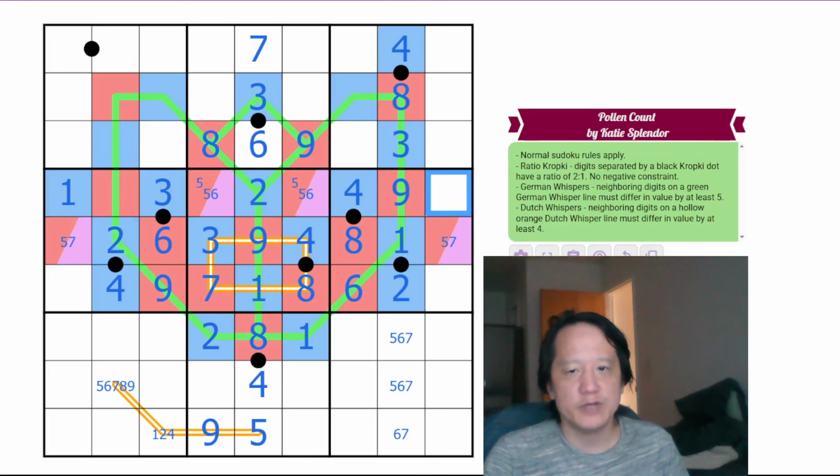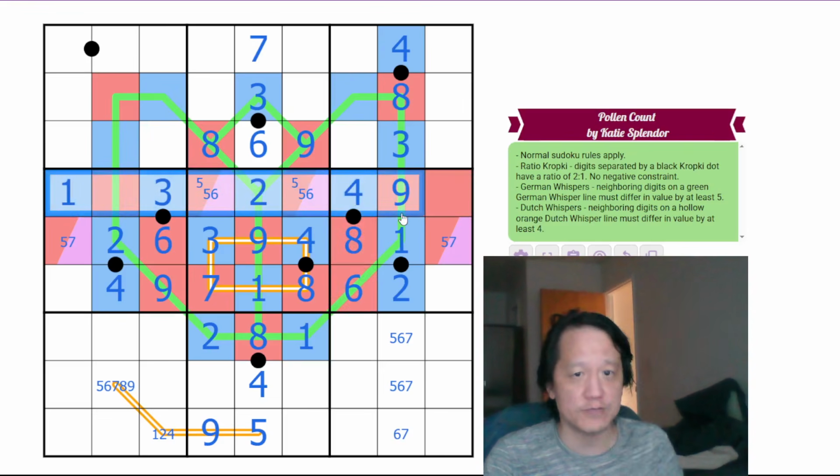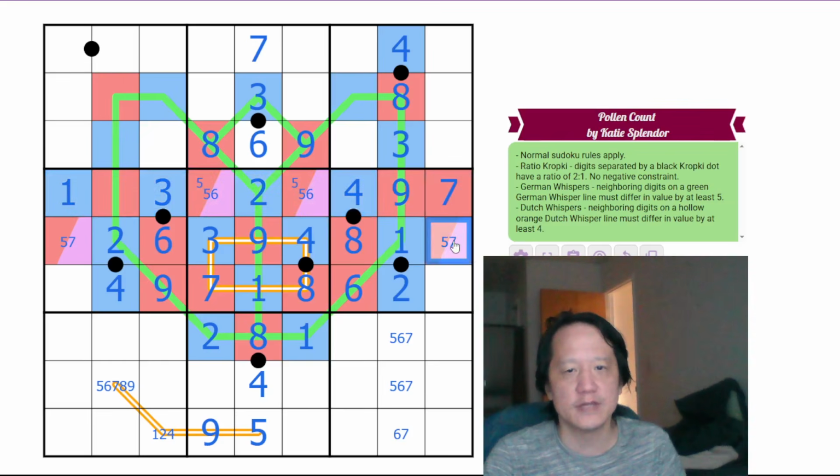These both must be high digits, and this can't be 5, 6, 6, 8, or 9, because we already have 4 low digits in row 4, so this must be 7. That eliminates 7 here, so it's 5, which makes that 7 there. So this can't be 5, it's high. This can't be high, it's 5. That leaves this as a low, and it's 3.